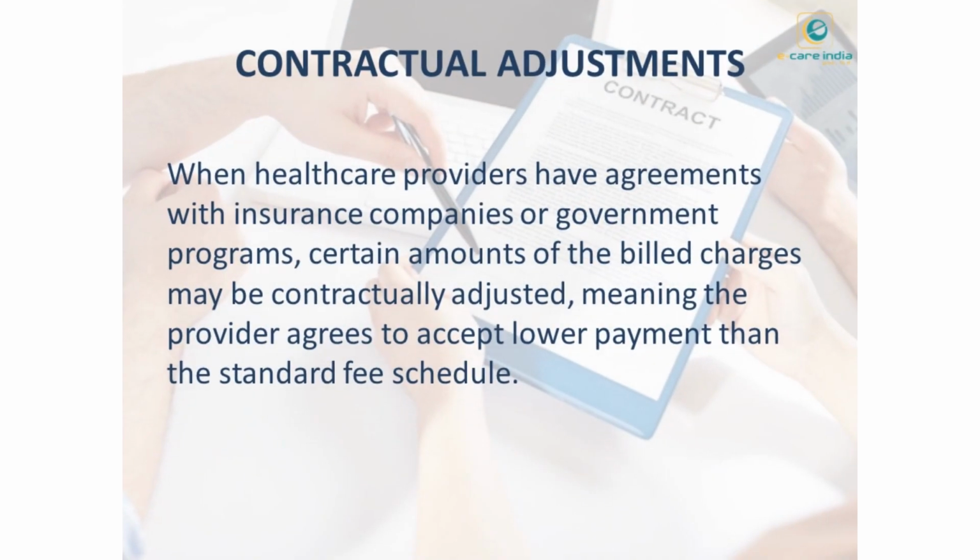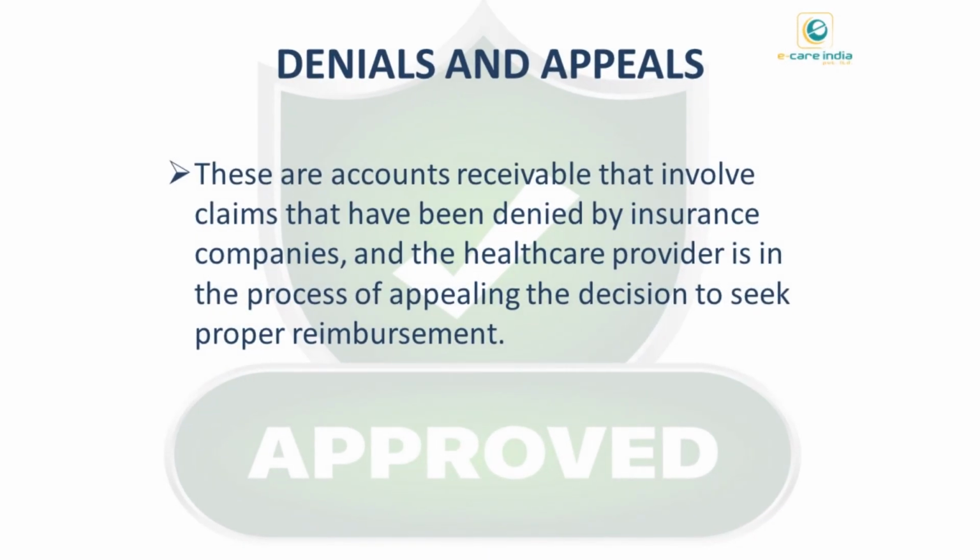Contractual adjustments. When healthcare providers have agreements with insurance companies or government programs, certain amounts of the billed charges may be contractually adjusted, meaning the provider agrees to accept lower payment than the standard fee schedule. Denials and appeals. These are accounts receivable that involve claims that have been denied by insurance companies, and the healthcare provider is in the process of appealing the decision to seek proper reimbursement.